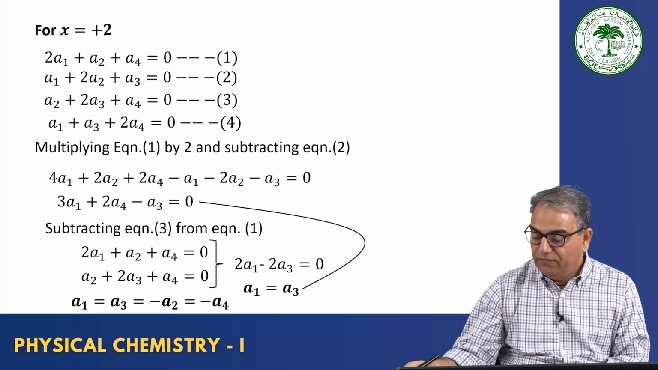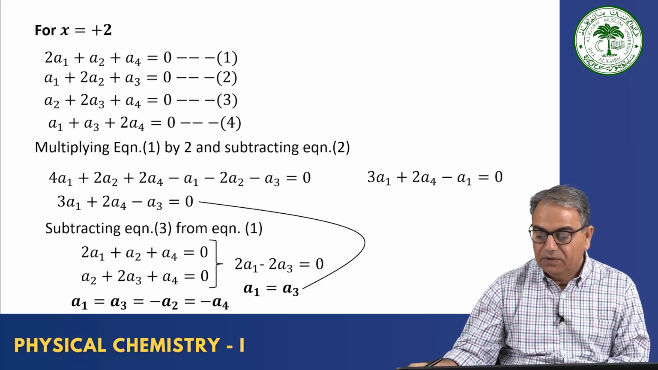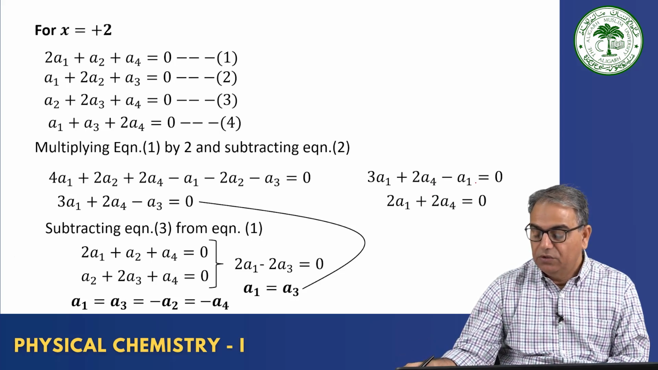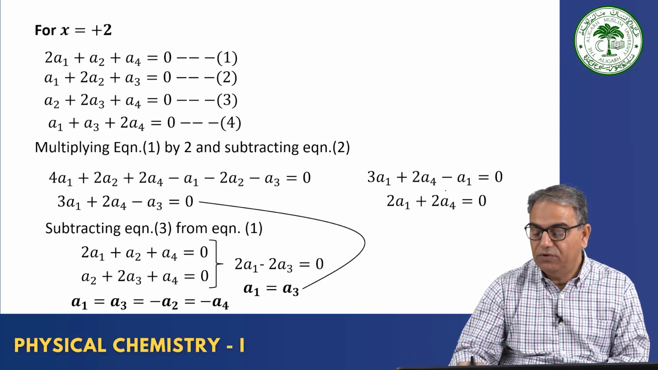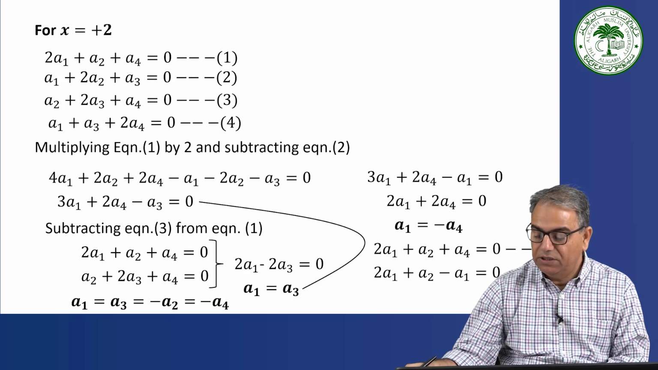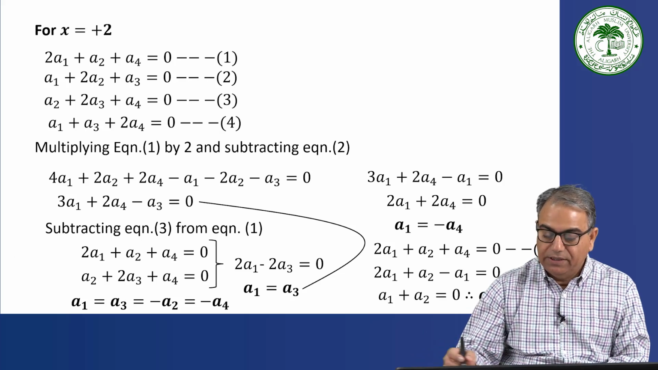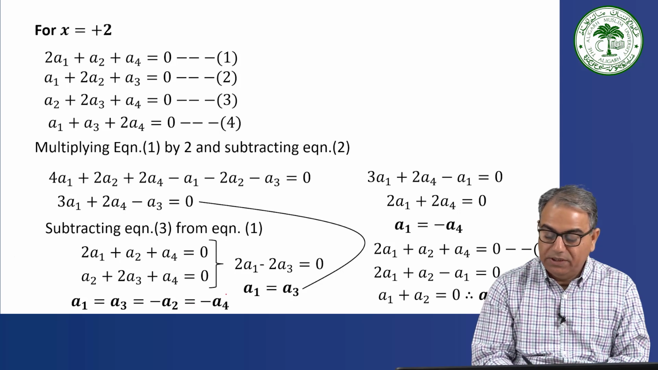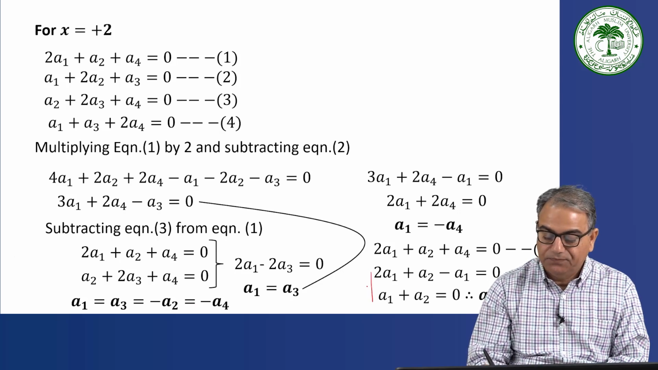Okay, now once we have this one, then 3a1 plus 2a4 minus a1 is equal to 0. So you can write 2a1 plus 2a4, because 3a1 minus a1 will be 2a1, and then you will have a1 is equal to minus a4, and so obviously if you put this value in equation number 1, you get a1 is equal to minus a2. So finally what you get is a1 is equal to a3 is equal to minus a2 plus a4. From these equations, it's obvious.